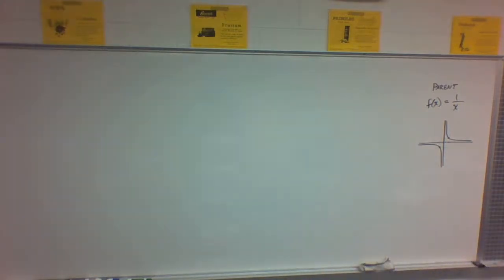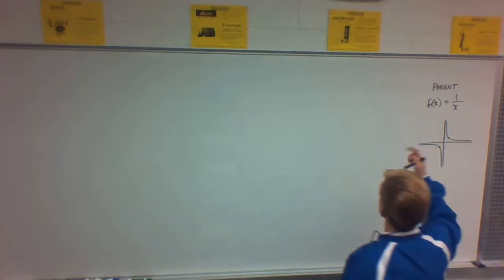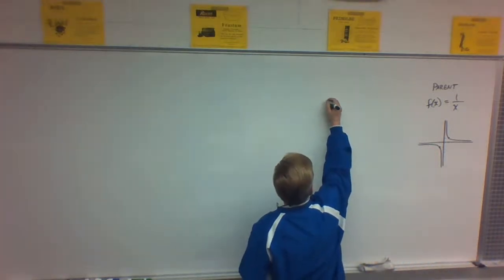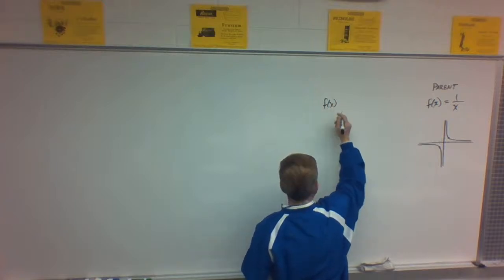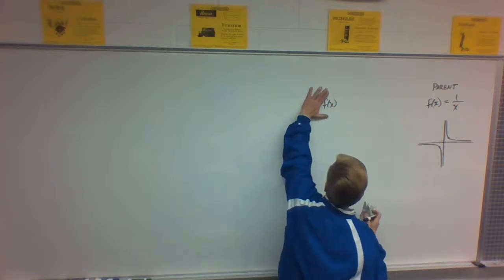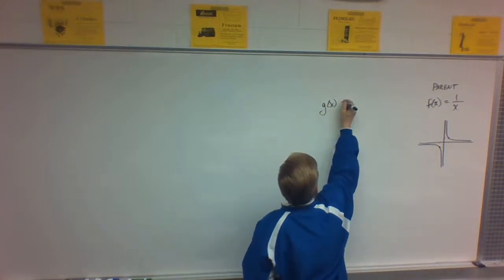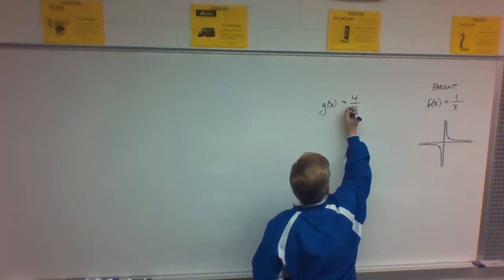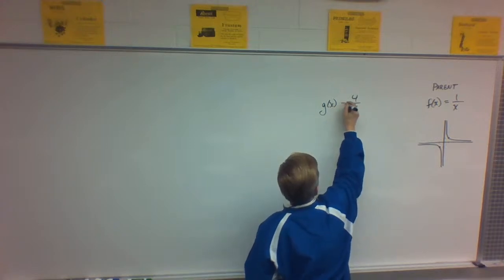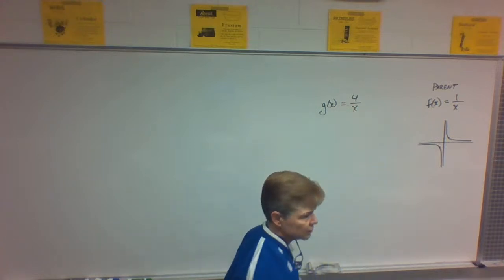All right, so now what we want to do is compare the graphs of 1 over x to 4 over x. So that's the parent. Here is one of the daughters, and we want to see how the graph compares. Whoops, I'm not going to use f, I'll use g, so that it's different from the parent. I'm going to say g of x is 4 over x. Before we move on, can you describe the transformation of the parent that is?